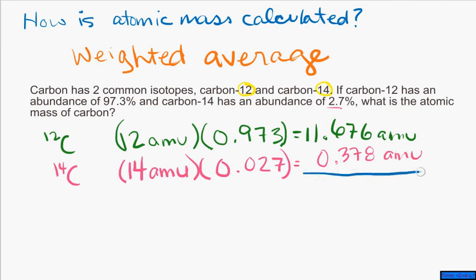So I need to add this together. 6 and 8 is 14. 4, carry the 1. 7 and 7 is 14, plus 1 makes 15. Carry my 1. 6 and 3 is 9, plus 1 is 10, so 0, carry the 1. I need to put my decimal in there. 1 and 1 is 2, plus 0 still is 2, and 1 plus 0 is 1. So 12.054 AMU would be my atomic mass of carbon, were these the actual percentages.